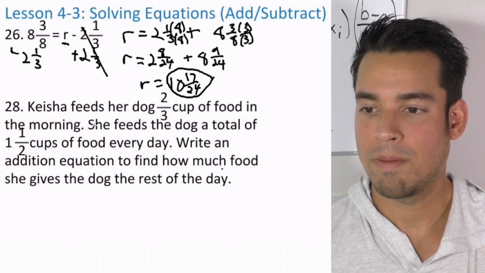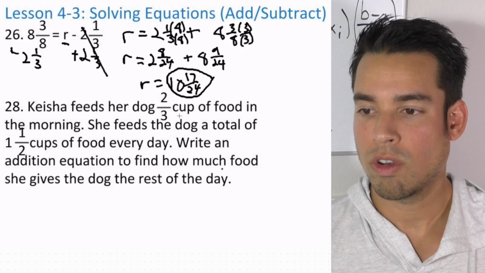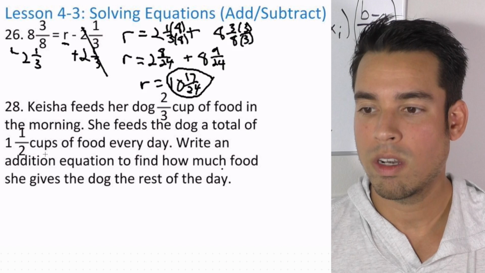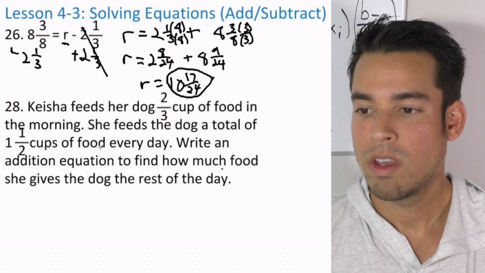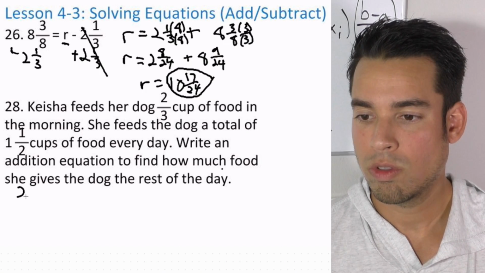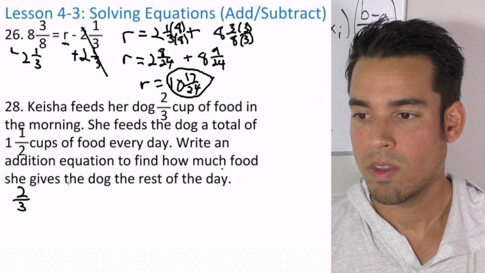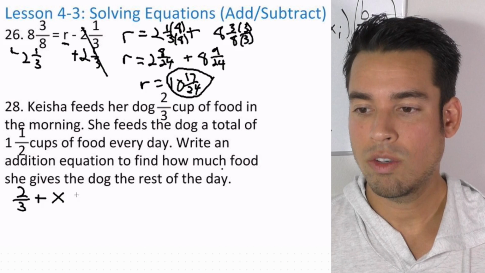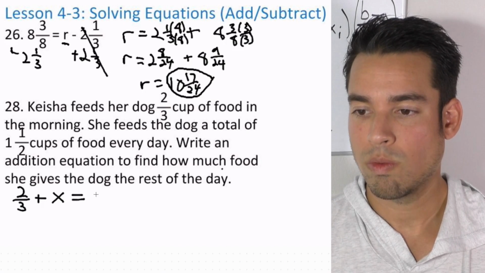Now let's go to 28. Keisha feeds her dog 2/3 cup of food in the morning. She feeds the dog a total of 1.5 cups of food every day. Write an addition equation to find out how much food she gives the dog the rest of the day. So she gives her dog 2/3 of a cup in the morning, and then she gives her some other value, x, we don't know what it is, and the final total equals 1.5 cups.